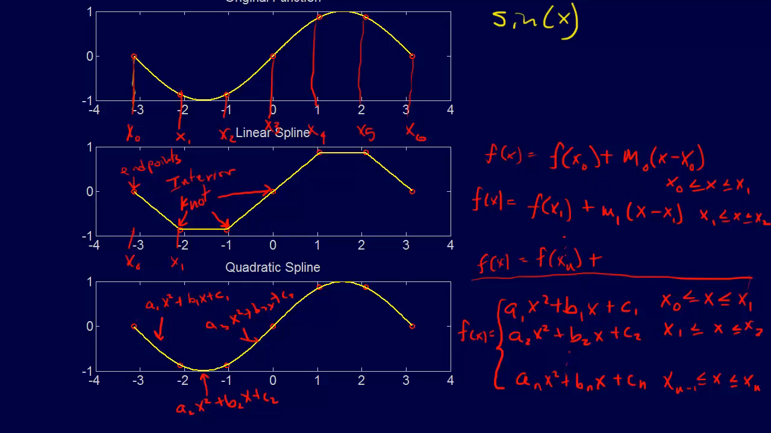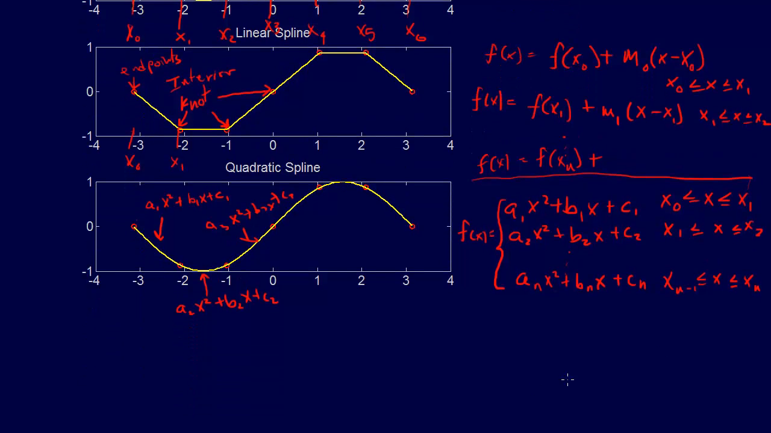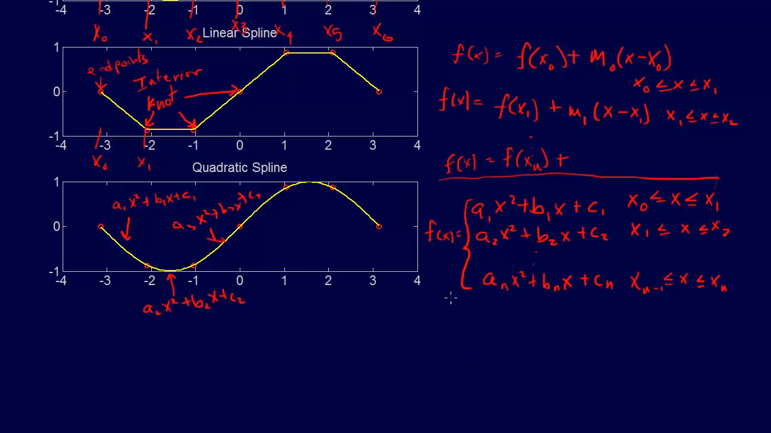And this time it gets a little bit more complicated. So we have this, but that's not enough information to solve it, right? These are just a set of equations, and we have way too many unknowns. So we're just going to add conditions here. So 1, the function values must be equal at interior knots.